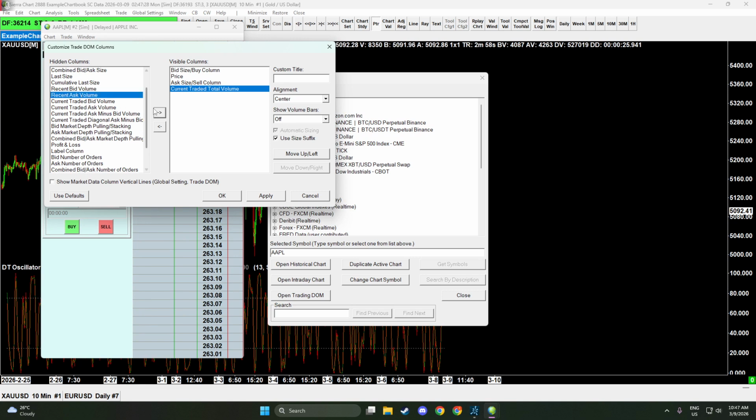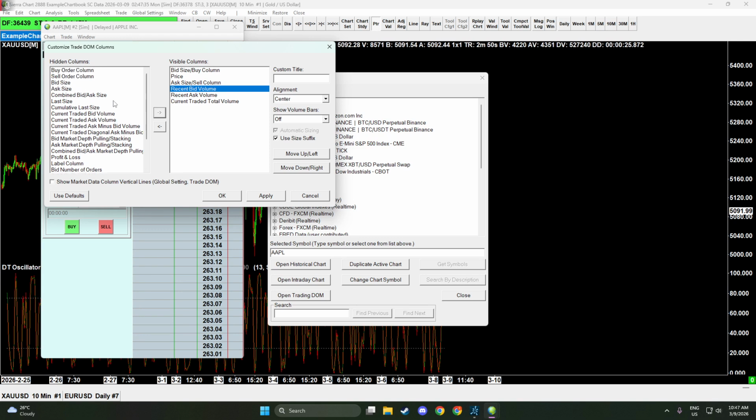As you add these columns, arrange them in a way that reads naturally for you. The goal is fast recognition. Your eyes should quickly pick up where liquidity is building, where trades are occurring, and how the balance is shifting.